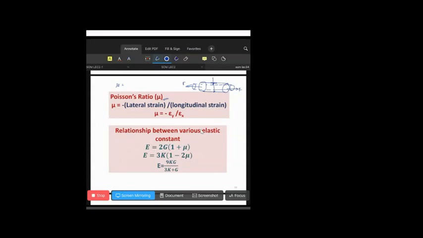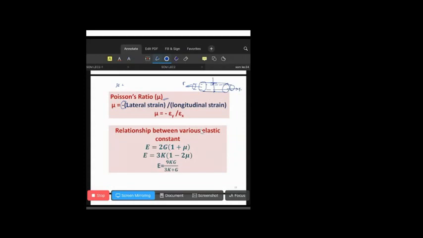See, please try to understand. If I am pulling a rod in the longitudinal direction, what will happen in the lateral direction? There will be a compression, always opposite to your longitudinal direction. If I am compressing the rod in the longitudinal direction, what will happen in the lateral direction? There will be an expansion, or an extension, in the lateral direction. So that's why this minus sign is there. So your mu is nothing but lateral strain upon longitudinal strain.